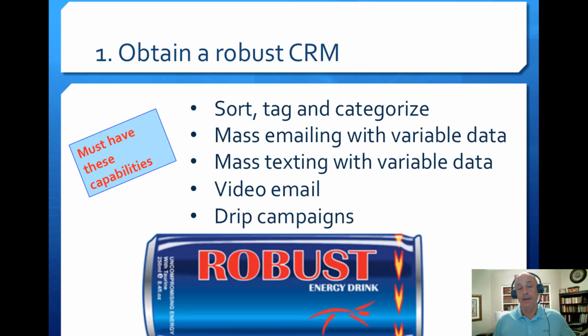And then finally, drip campaigns. These are typically pre-written email campaigns, email messages that go out on a predetermined schedule. Many CRMs have hundreds of them already drafted and built. You just turn them on for a particular client, or you can create your own custom campaigns. Most CRMs will let you do that as well. So those are the characteristics that you're looking for in a CRM.